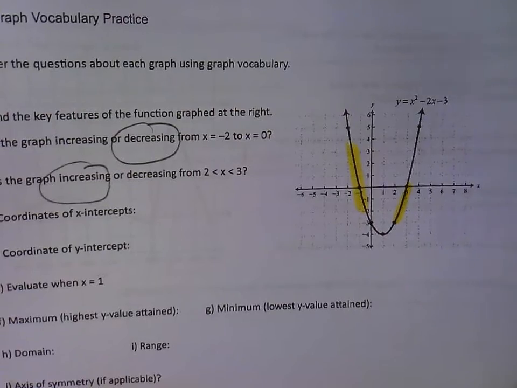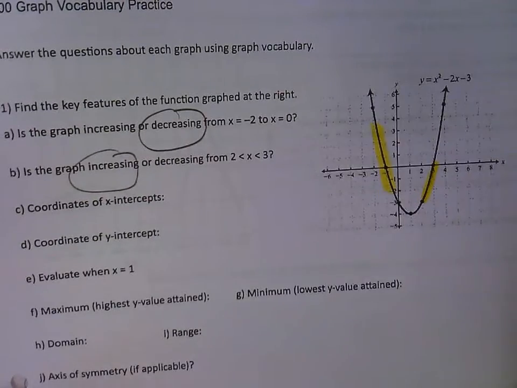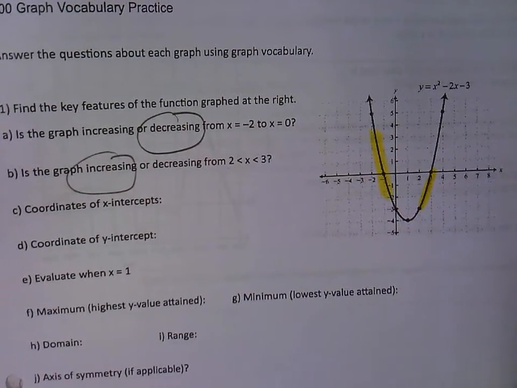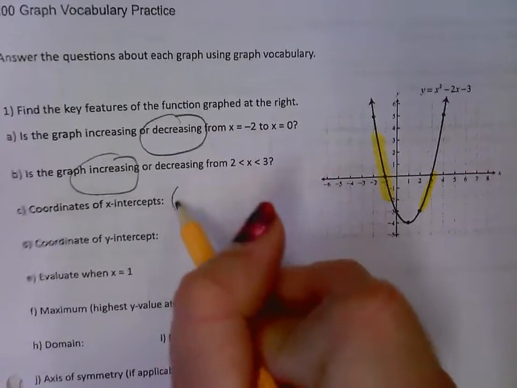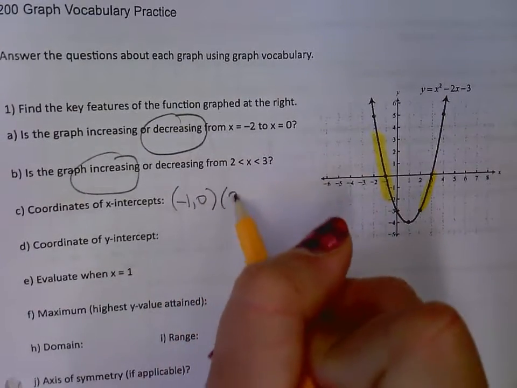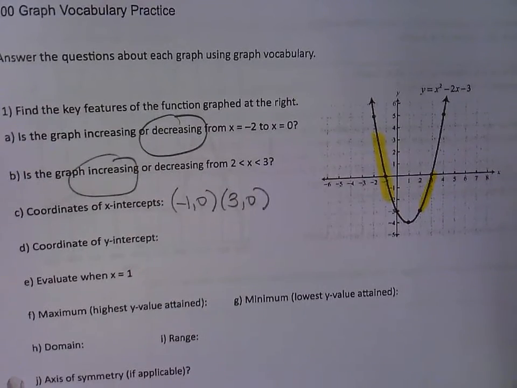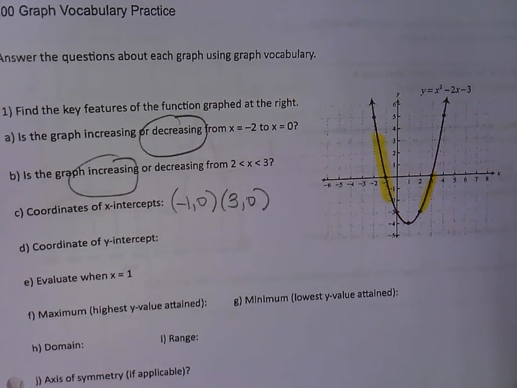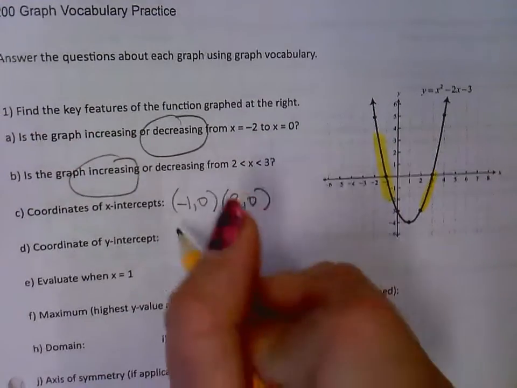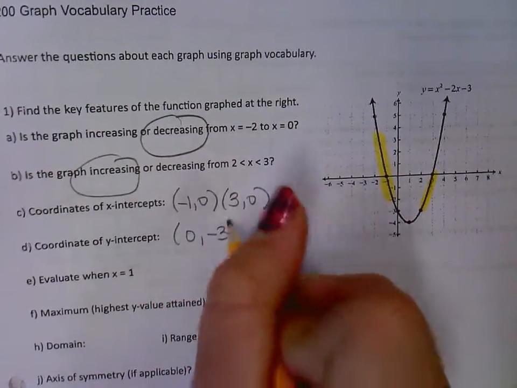All right, what are the x-intercepts on this graph? There's 2 of them. What is it? Yep, so I can write it as (-1, 0) and (3, 0). I'm going to write them as coordinates. What's my y-intercept this time? -3. So that would mean x is 0 and y is -3.